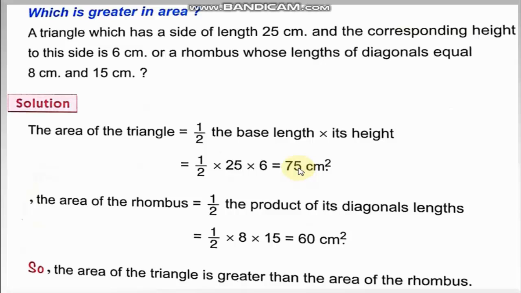Then we have to find the area of the rhombus. The area of a rhombus, knowing the length of its diagonals, will be half times d1 times d2. It will be half times 8 times 15. Half 8 is 4. 4 times 15 equals 60 centimeters square. So the area of the triangle is 75 centimeters square and the area of the rhombus is 60 centimeters square. So the area of the triangle is greater than the area of the rhombus.